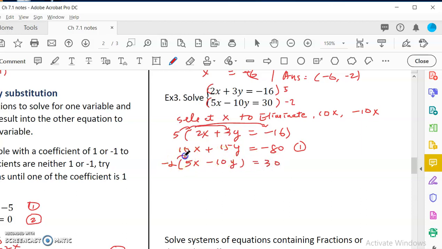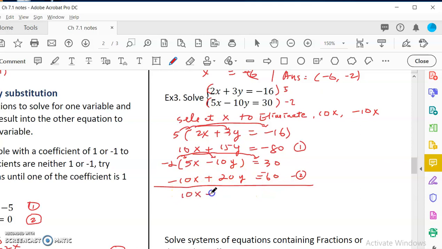Again, I have to make sure that, I think the best way is to actually write the arrow. Sometimes if you don't write it, you forget. Plus 20y equal to negative 60. So be aware of sign. So this is the second one. You can see that one is 10x, one is negative 10x. I'm going to copy them here.